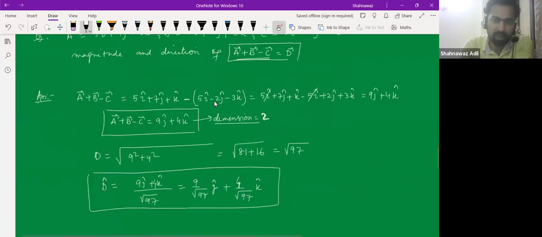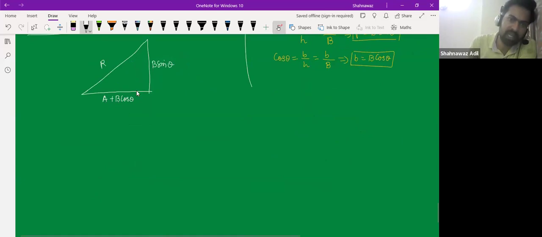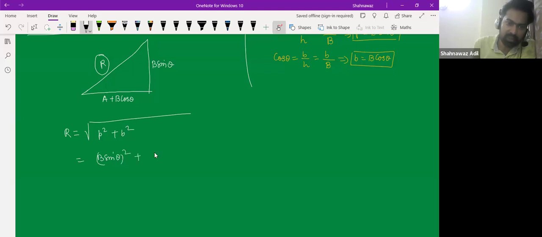From the beginning, we know that A, B and theta, these three, are known quantities. Using these known quantities, we have to find this resultant. You see that this is the hypotenuse, so the resultant would be simply the root of perpendicular square plus base square. That is the root of B sine theta whole square plus A plus B cos theta whole square.